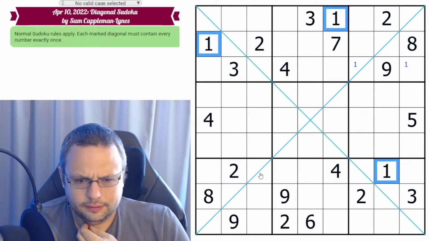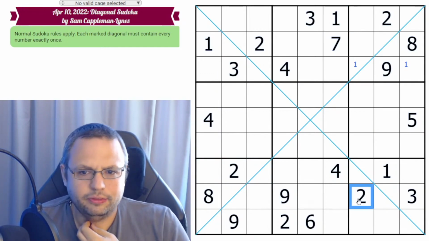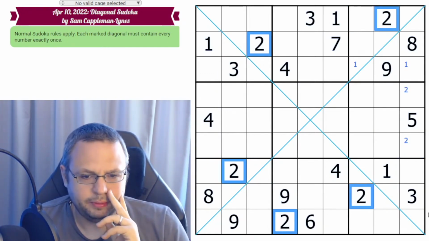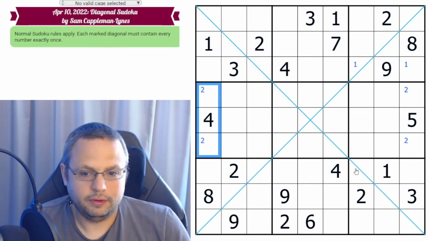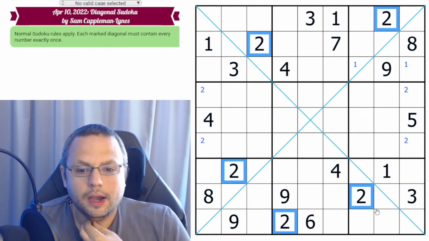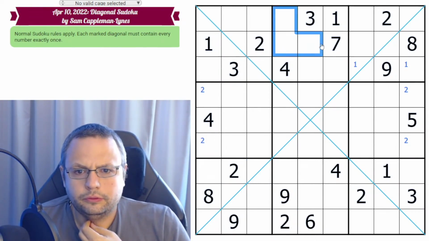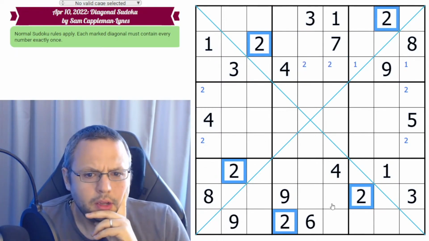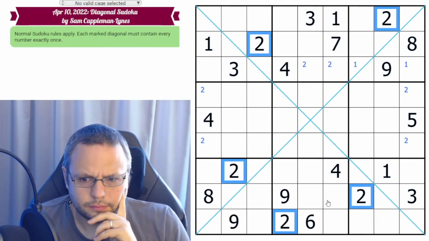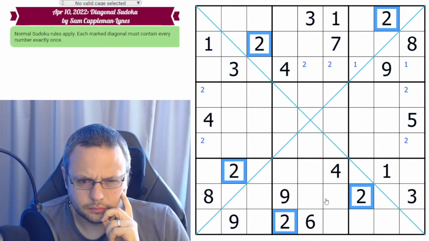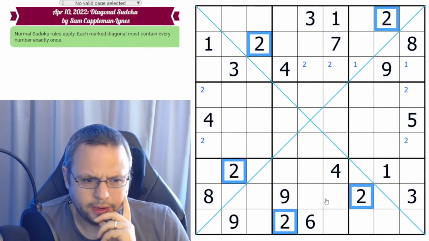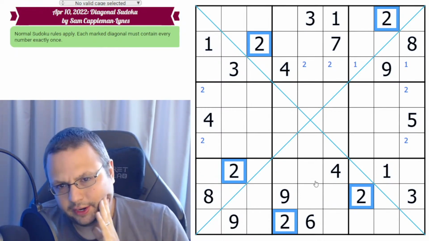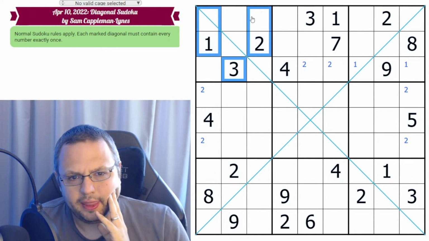Let's see, 1's down here. I see 3 places. What about 2's? I see right away 2 in this box goes in one of these places. 2 in this box goes in one of these places. 2 in this box goes in one of these places. Okay. So I also see it as interesting to note, where does 2 go on this diagonal?